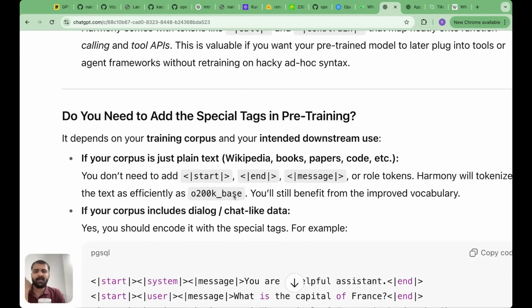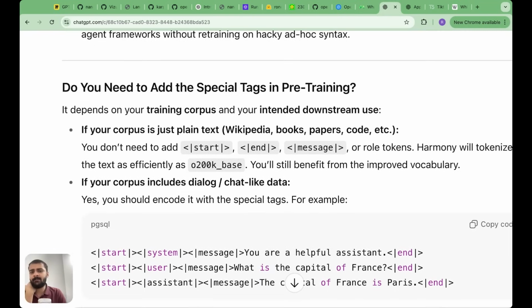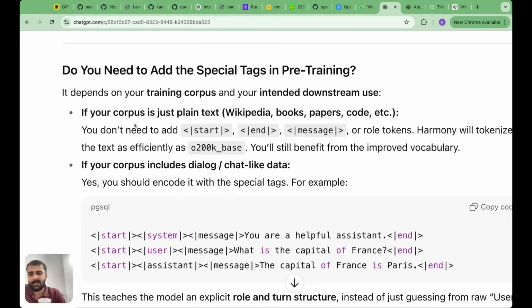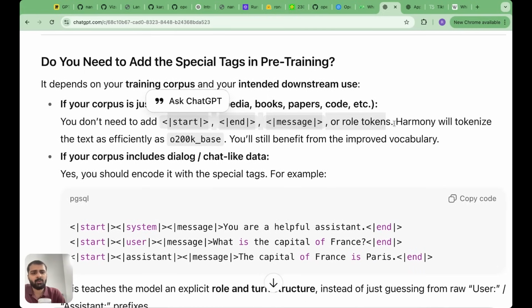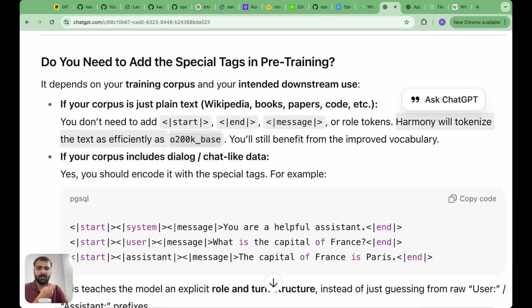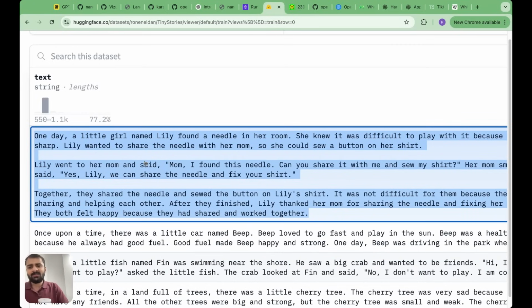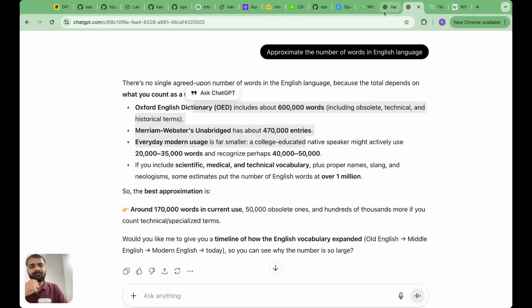So I actually was interacting with Chat GPT about how, in your pre-training, we make the maximum use of this new tokenizer. So if the corpus is just plain text, we don't need to add the start, end, message or role tokens which Harmony provides. So if our text is very simple, we don't need to add these tokens, and then Harmony will tokenize the text as efficiently as O200K base. So for purposes of this video, we won't be needing these tokens because all of our text is just simple text. It's not in a conversation format or anything like that.